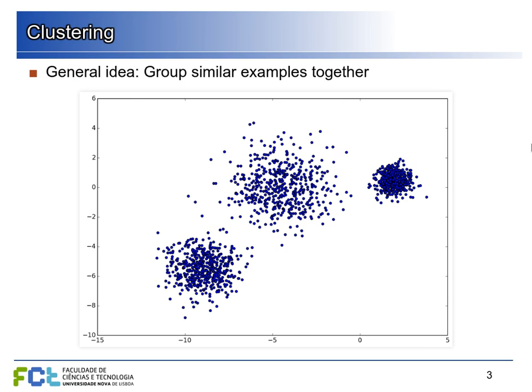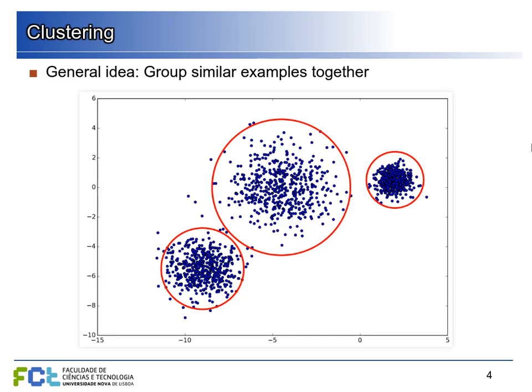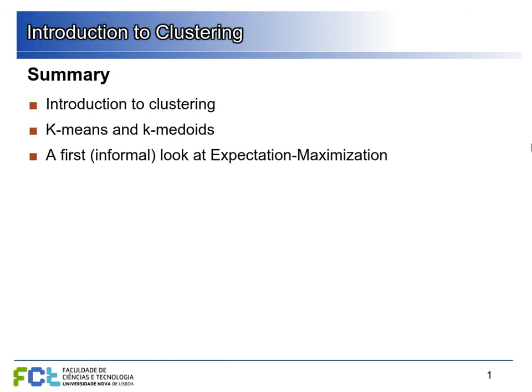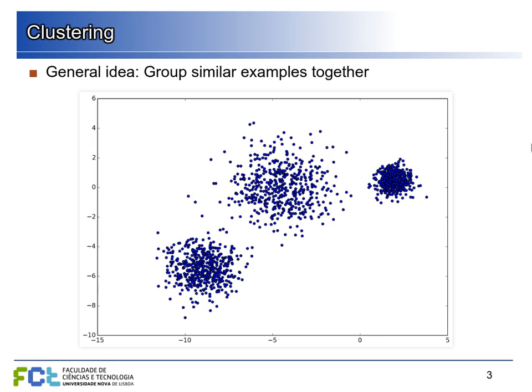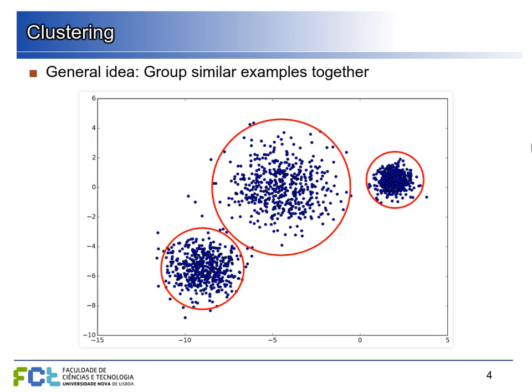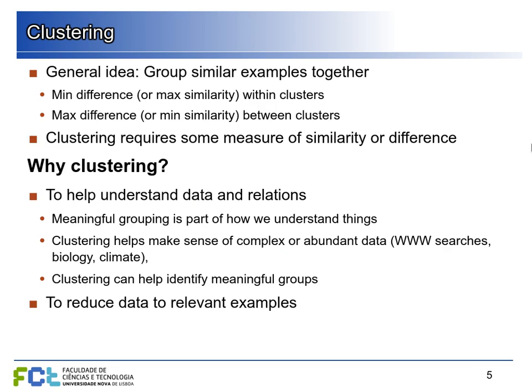We can intuitively see that these points are in 3 different clouds, so we could try to group them like this. The plan today is a brief introduction to clustering, and then we're going to look at the k-means algorithm as a first example of clustering, and have a first look at the expectation maximization algorithm, which is very used in unsupervised learning for reasons that we're going to understand when we talk about it. So this is the basic idea, trying to find how similar examples fit together.